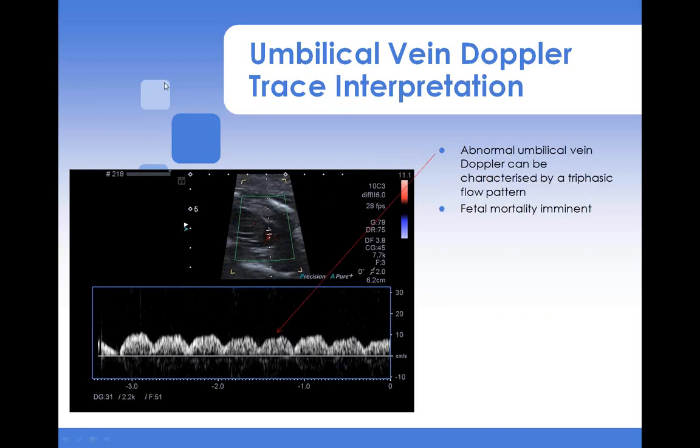And so interpreting the trace can be quite tricky, as I mentioned before, but experienced sonographers do get to recognize real pulsatility. So this is an abnormal trace characterized by a triphasic flow pattern. And fetal mortality imminent, really. So this baby was delivered in the next couple of hours after the scan, and unfortunately didn't do well.